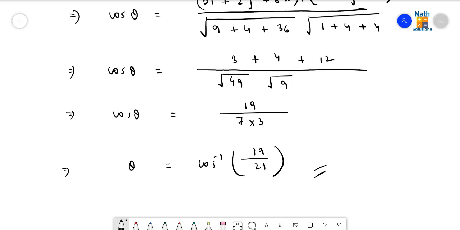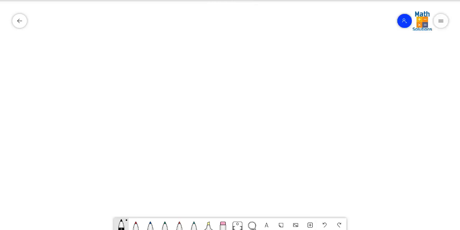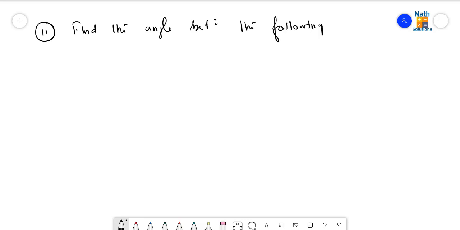So coming to question number 11. In question number 11, what is given? Find the angle between the following pairs of lines. Here also two questions are given, both of the same kind. I shall be solving the first one. The second one can be done in the same way.